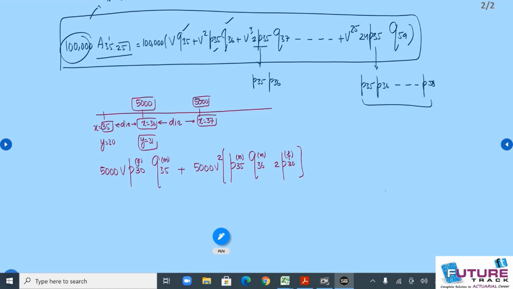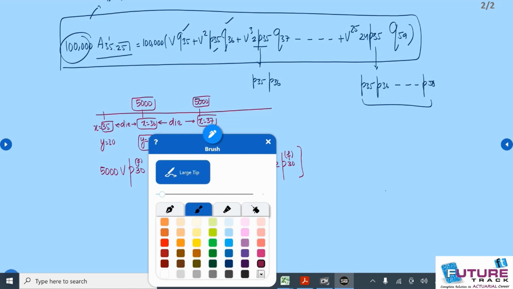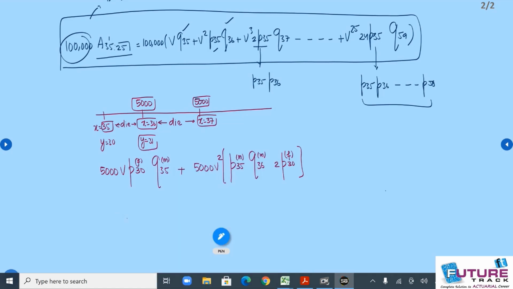But class, there must be one more scenario. This is one case if X dies between 36 to 37. Suppose X dies within the first year, then also he gets the annuity, right? So class, there is another scenario.